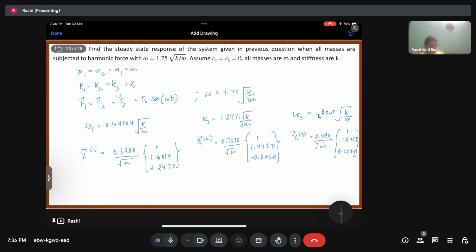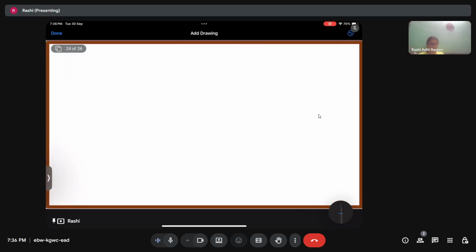Now, we have to find out the x vector, right? Because then we can write the solution by using the x and q. So x is nothing but x of 1, x of 2, x of 3 as 1 by under root of m times 0.3280, 0.5911, 0.7370, 0.7370, 0.5911, 0.3280, minus 0.5911, minus 0.7370, 0.3280.